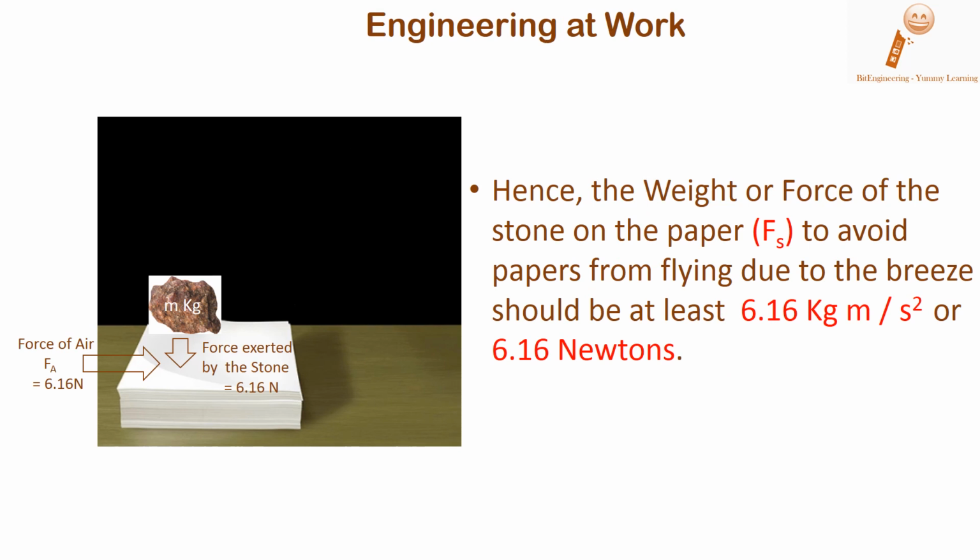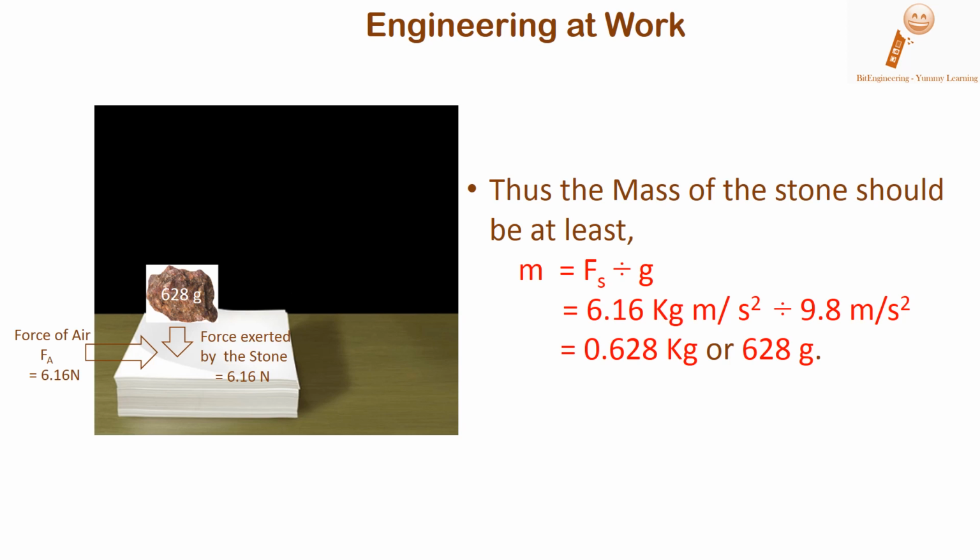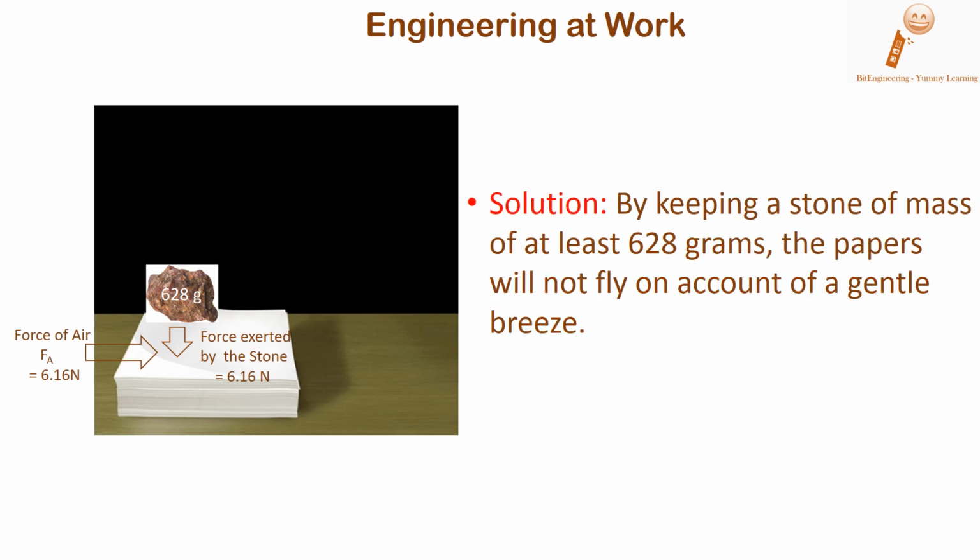Hence, the weight or force of the stone on the paper, Fs, to avoid papers from flying due to the breeze should be at least 6.16 kilograms meters per second square or 6.16 newtons. Thus the mass of the stone, m, should be at least Fs divided by g equals 6.16 kilogram meters per second square divided by 9.8 meters per second square equals 0.628 kilograms or 628 grams. Hence, the solution for the problem is, by keeping a stone of mass of at least 628 grams, the papers will not fly on account of a gentle breeze.